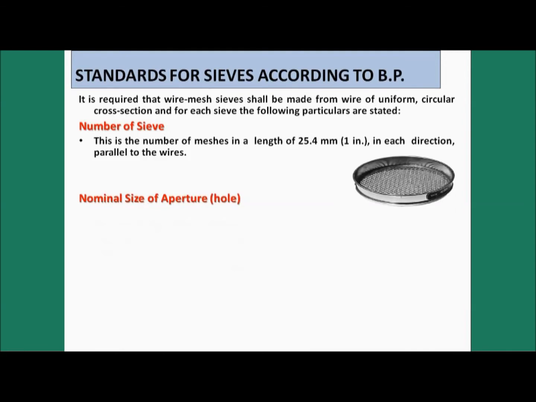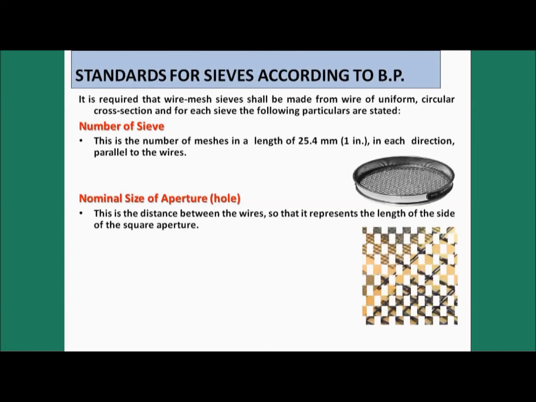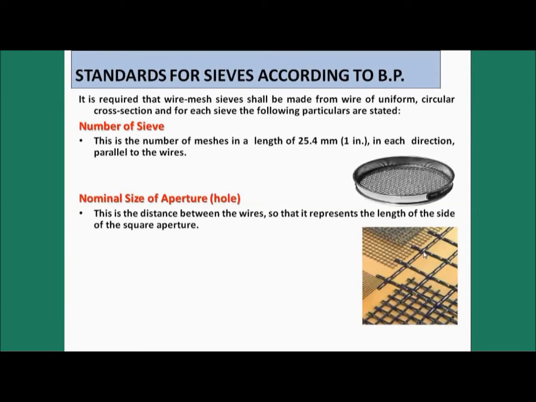Next, nominal size of the aperture or hole. What is the nominal size of the hole? Suppose this hole, the size of the hole or aperture is the distance between the wires. Suppose from this wire to this wire, the distance between the wires represents the length of the side of the square aperture. It will determine the length of the size of the square aperture, right?